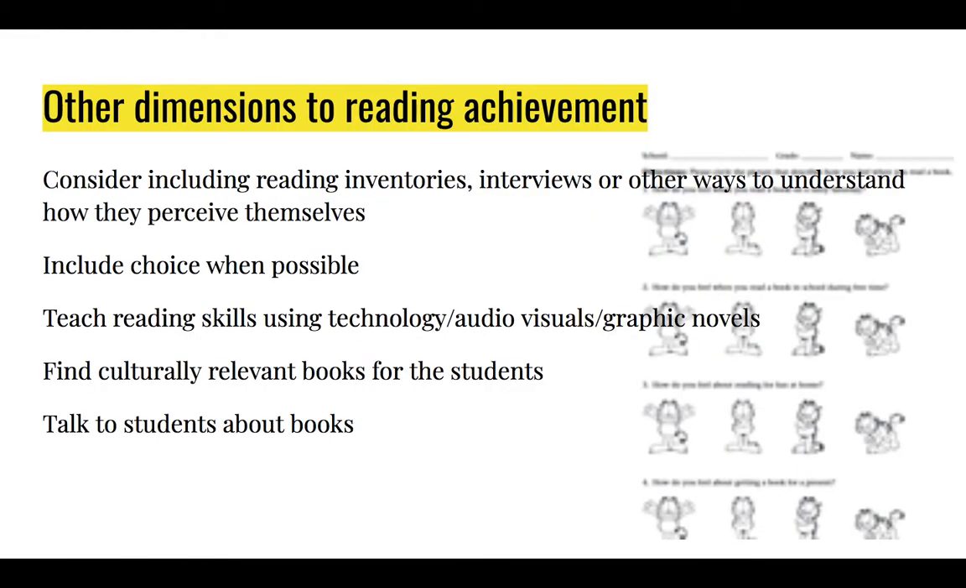So we want to think about other dimensions of reading achievement, like using reading inventories and interviews as a way to understand students and how they perceive themselves as readers, so that we can really work on building them. We want to include choice when possible. We want to teach reading skills using technology, audiovisuals, graphic novels, and other unschooled types of media that might help to develop the skills that students need for reading. We want to think about how to find culturally relevant books that are responsive to our students' lived experiences. And we want to look at how we can talk with and to students about books, and how we allow students to talk about books.